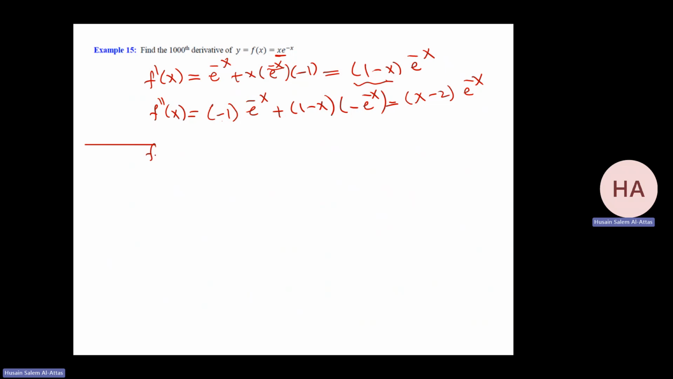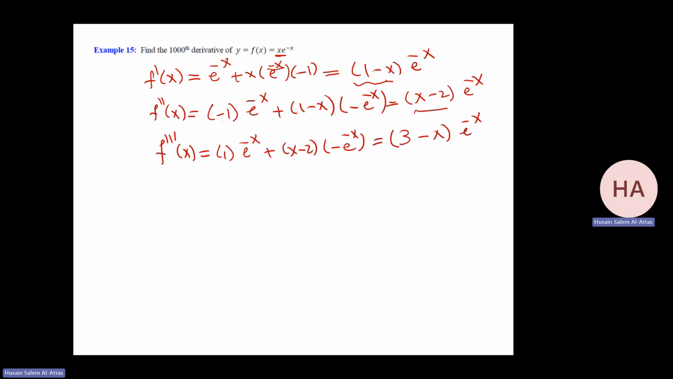Okay. Third derivative, that will be what? Now I do the product rule again. That will be 1 times e to the minus x, plus x minus 2 times minus e to the minus x. So that will give me 1 minus 2 times minus 1, that would be 3, minus x, times e to the minus x. So I think it's very clear what will happen to the fourth derivative. Fourth, it will be x minus 4, times e to the minus x.